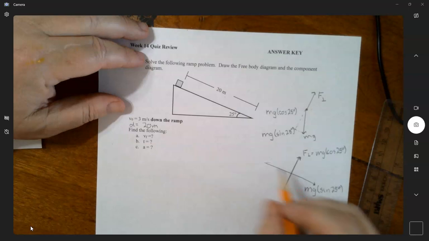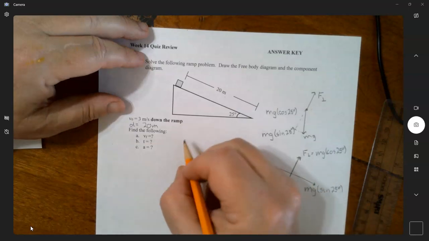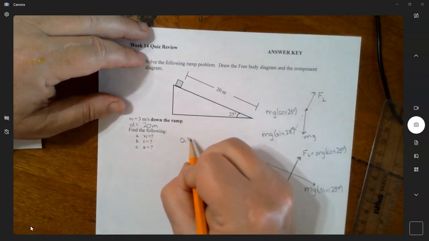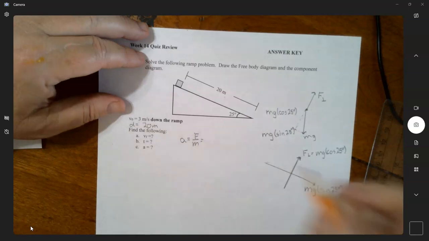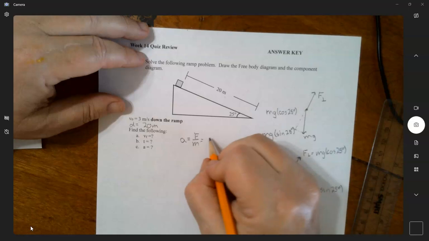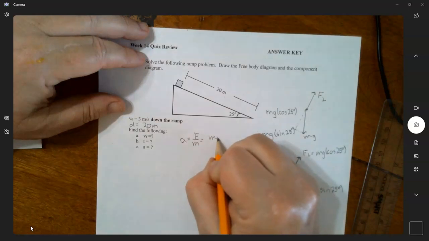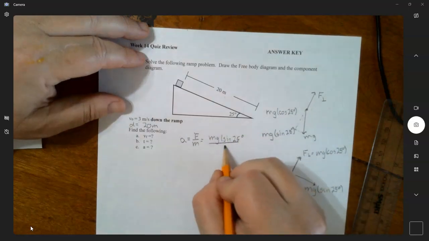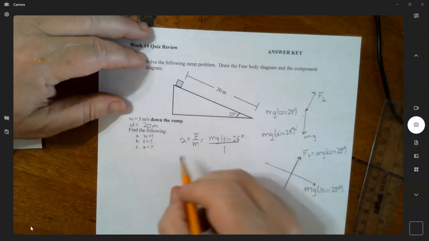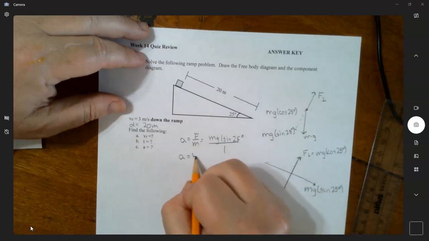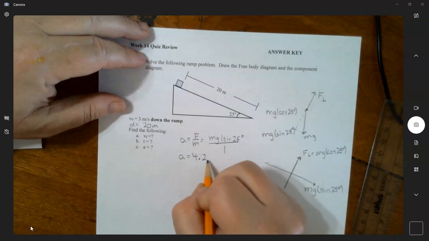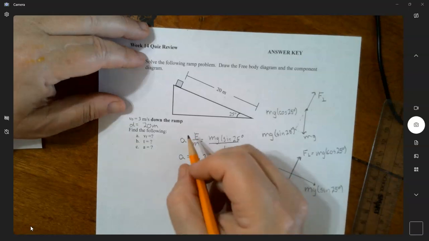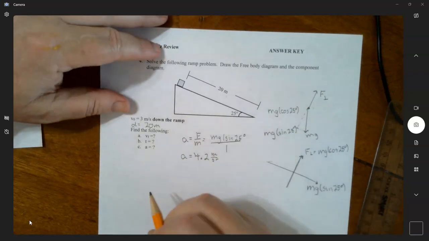All right, and we need to get the acceleration. So acceleration is going to equal force over mass, and it's the same as it's been for all the other problems. It's mg sine 25 over 1. And that's going to equal 4.5. It has not changed from any of the other problems. 4.2 meters per second squared. Okay, so now we know an acceleration. Okay, so now we're going to go for Vf.